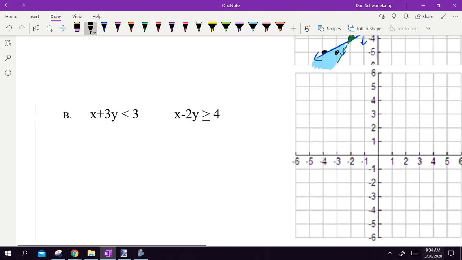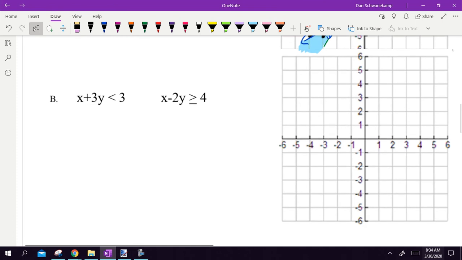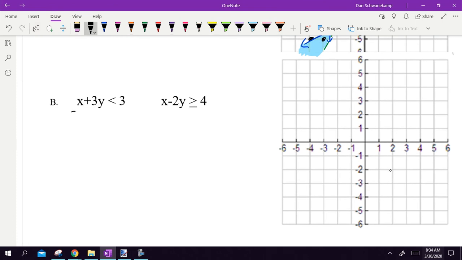Let's do it again. x plus 3y is less than 3. Minus x. We want to get y by itself in order to graph. Divide by 3, divide by 3, divide by 3. y is less than -1/3 x plus 1.